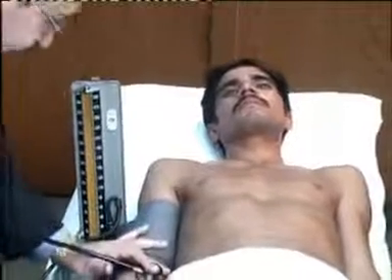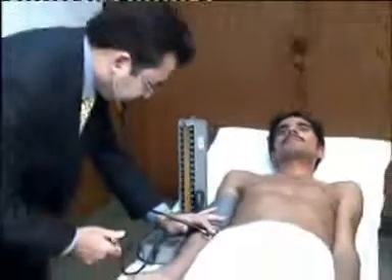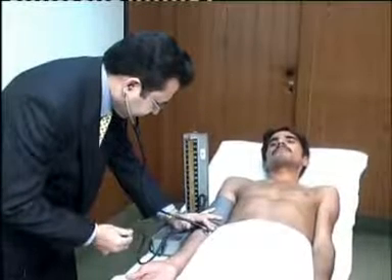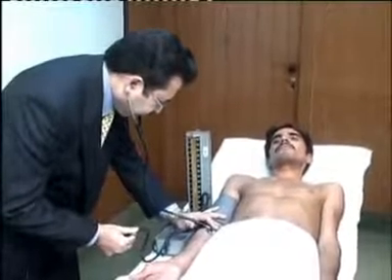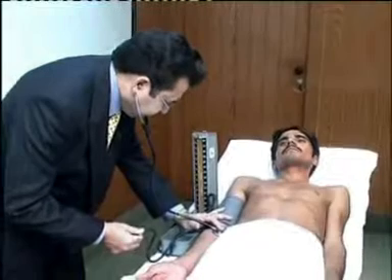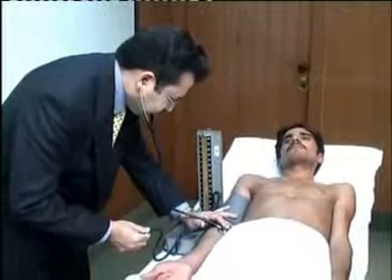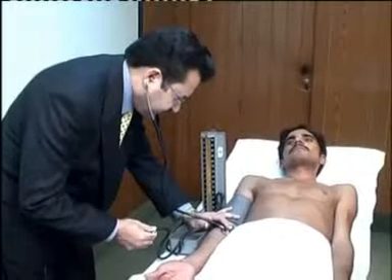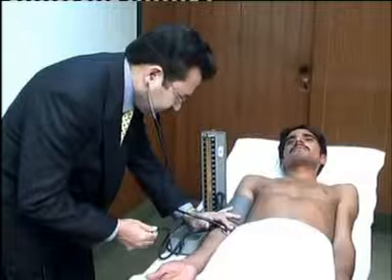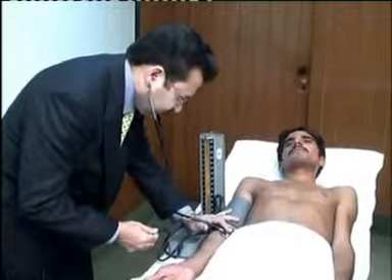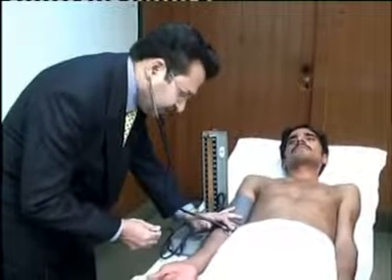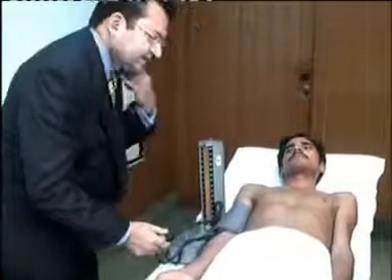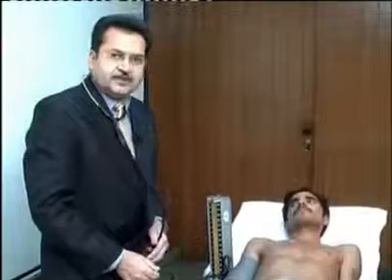The diaphragm of the stethoscope is put on the brachial artery, the cuff is inflated above the systolic level, and then it is deflated gradually. Make sure that it is deflated 3 to 5 millimeters at one time. You note when the sounds appear and note the level of the mercury when the sounds disappear, and that will tell you the systolic and diastolic blood pressure.